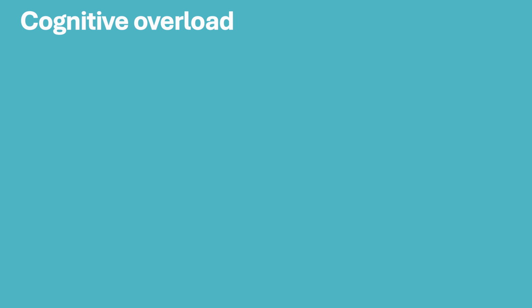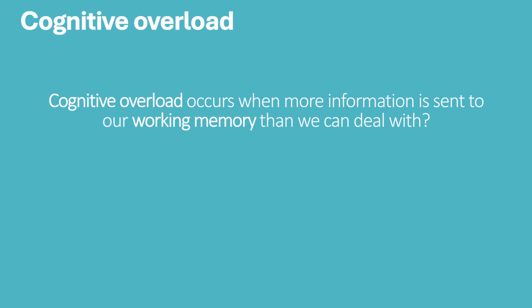So in this video specifically, we're going to look at cognitive overload. What is cognitive overload? Specifically, cognitive overload is when our memory or our mind has more information than it can deal with at that given time. Our working memory can only deal with a certain number of pieces of information, and if we overload that, then we have a cognitive overload.